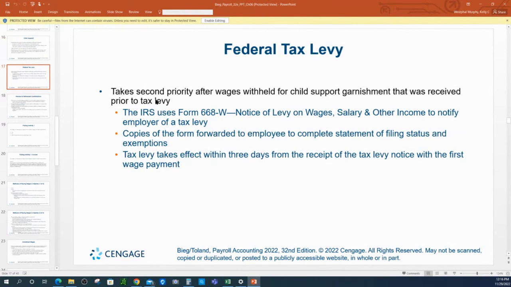Federal taxes take priority after wages are withheld for child support, as long as that child support levy was received before the federal tax levy. So it had to be in place first. A tax levy will take place within 3 days from the receipt of the notice, and with the very first wage payment. So it's got to take effect immediately, essentially. Once the payroll department receives notification of a federal tax levy, they've got 3 days to implement that federal tax levy.